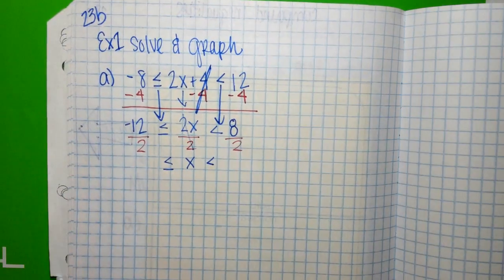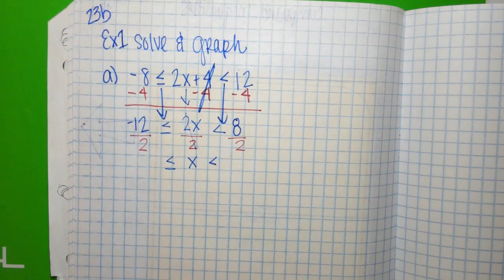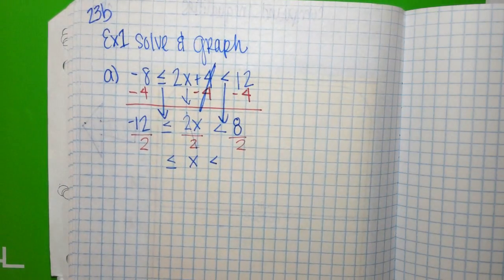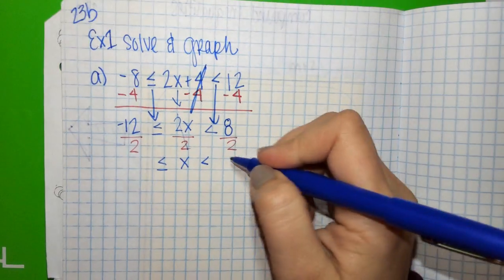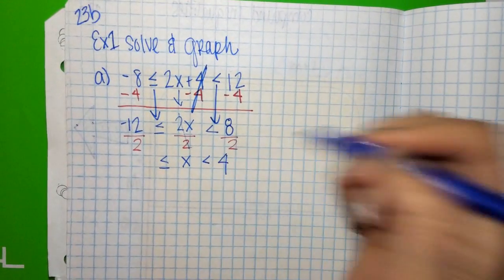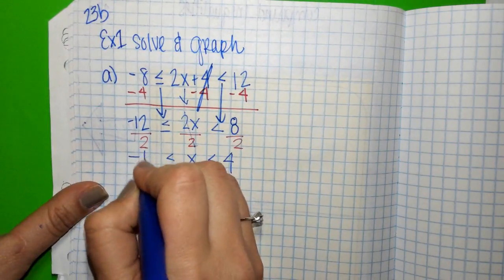Are we keeping our signs? Yes. Okay, why would we divide the 2? Because you need to get the variable by itself. All right, what's 8 divided by 2? 4. What's negative 12 divided by 2? Negative 6.